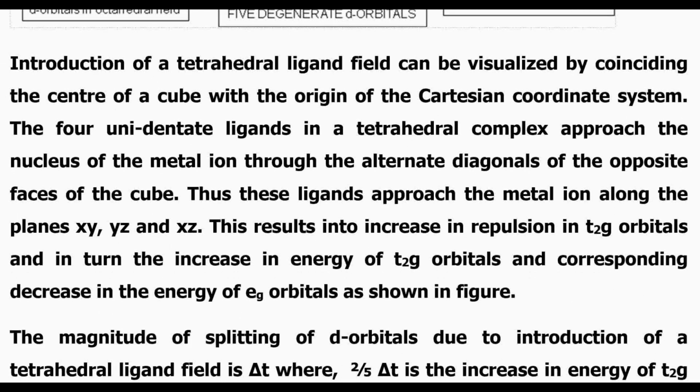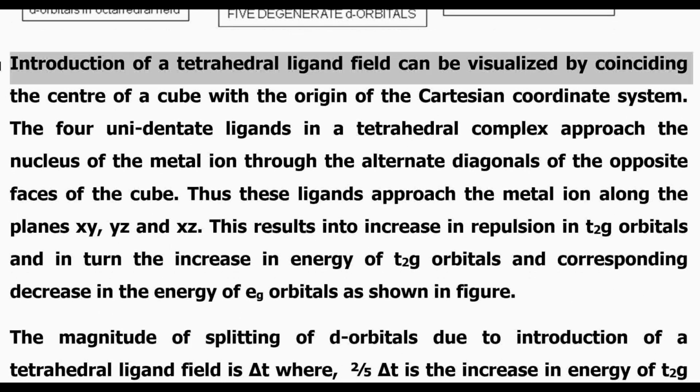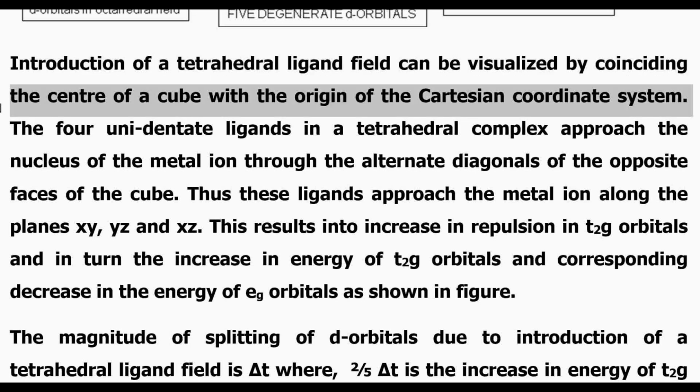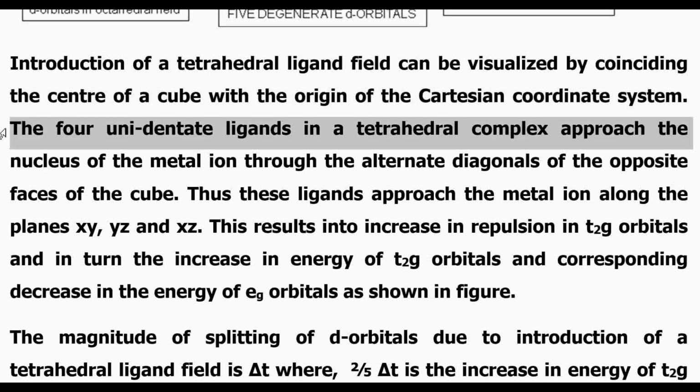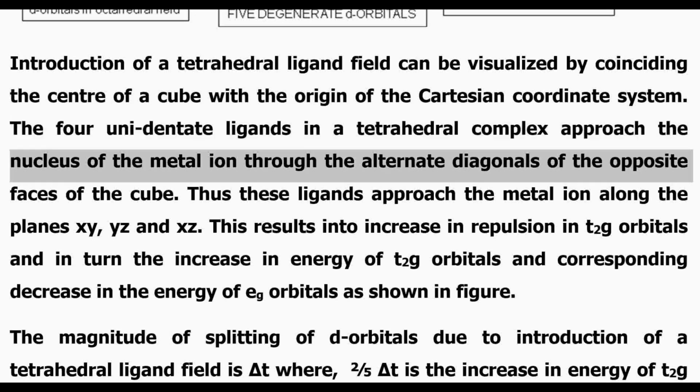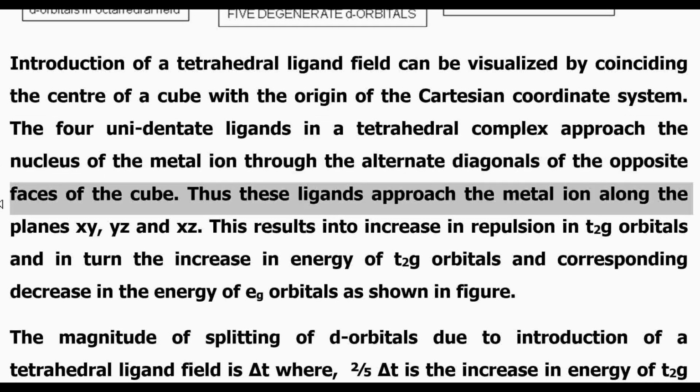So introduction of a tetrahedral ligand field can be visualized by coinciding the center of a cube with the origin of the Cartesian coordinate system that I showed you in the figure. Then you have 4 unidentate ligands in a tetrahedral complex which approach the nucleus of the metal ion through the alternate diagonals of the opposite faces of the cube.